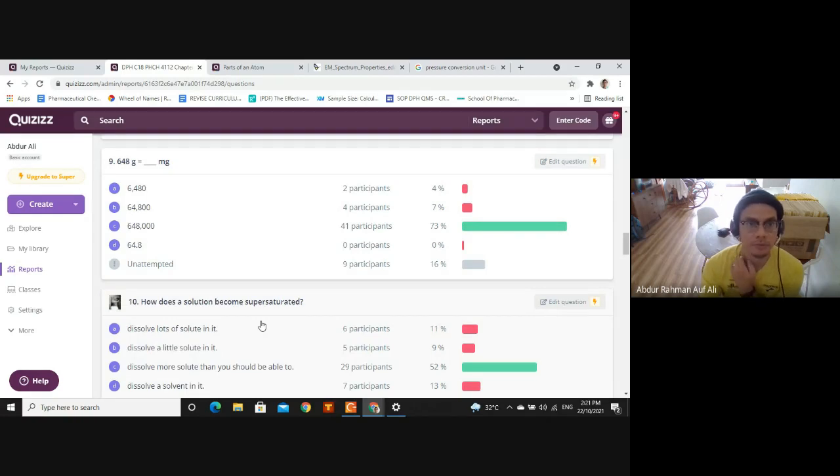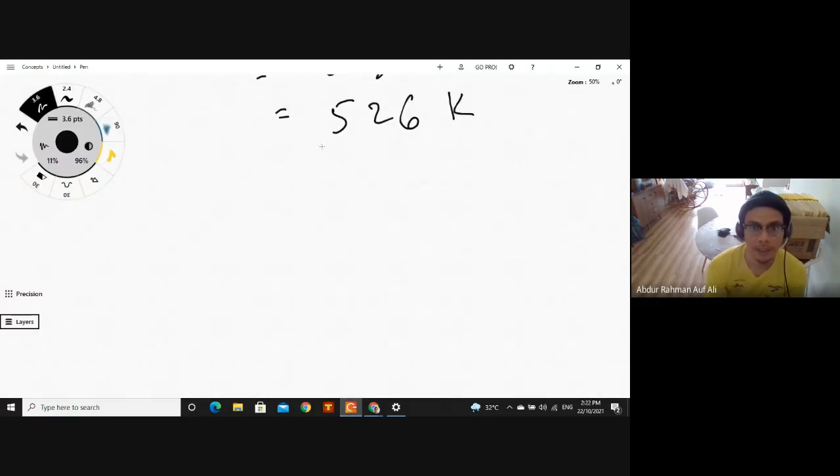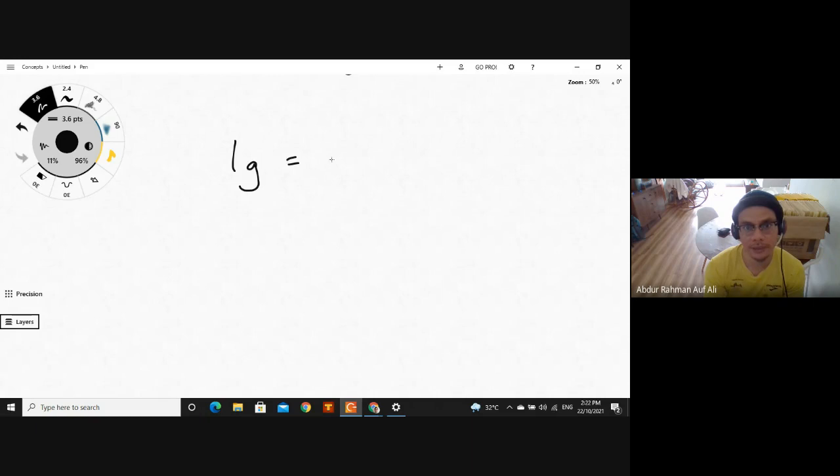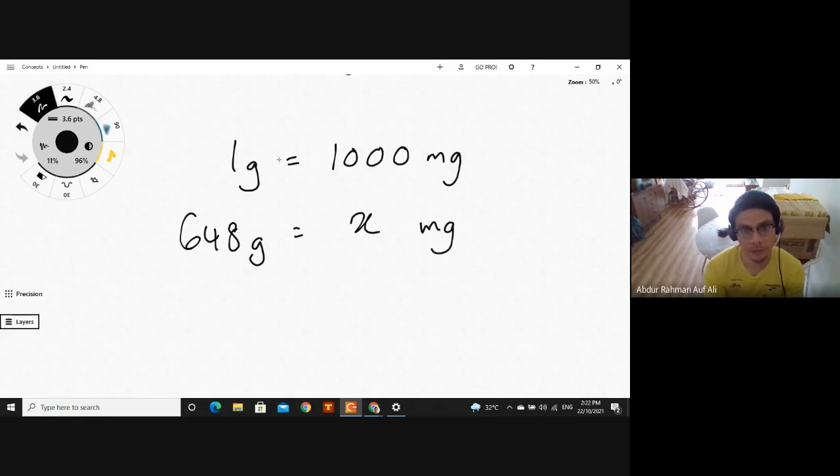Converting grams to milligram. Okay, we want to convert mass. So here you also need to know the conversion factor. 648 gram is how many milligram? Most of you got it right. Why? Because the conversion factor of gram to milligram is 1000. 1 gram equals 1000 milligram. So 648 gram equals how many milligram? It's easy because the numbers are 1 and 1000. So you multiply 648 by 1000, because that's the conversion factor.